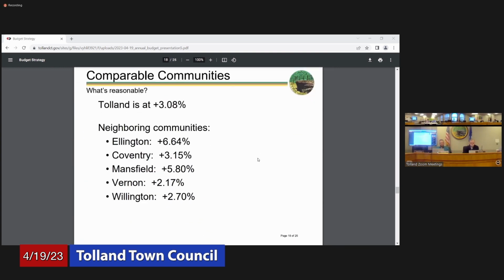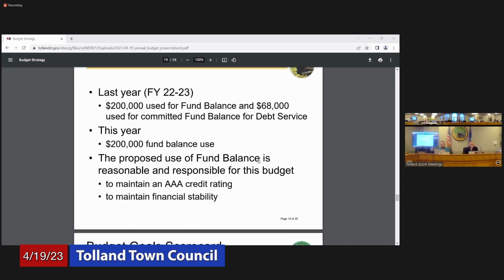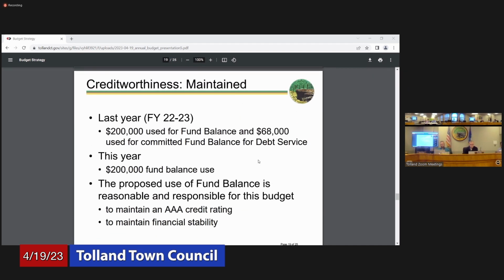There were some comparable communities. I know, Lisa, I think you had possibly sent over a file, and I can share it with Lisa too, that had a breakout of the differences. There's a breakout of the various towns there. With our budget increases, we're kind of in the middle of the pack, a little bit lower than Coventry, but higher than Vernon and Wellington in terms of that data. So let's move on to the next slide, and I'll see if I can pull that data at a later point.